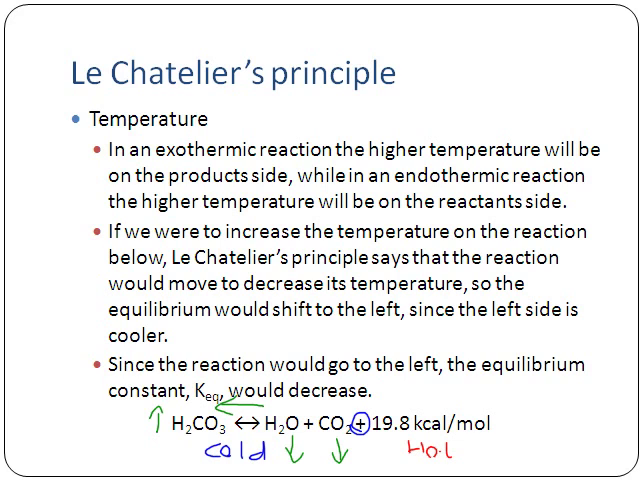Equilibrium constants are given for any particular reaction at a certain temperature. If I heat this system up, it's going to make the reaction want to go to the left side. Since we said that Q gets smaller on the left, it's going to make Keq go down. And so since the reaction goes to the left, the equilibrium constant would decrease.